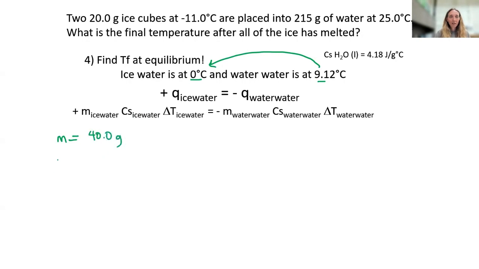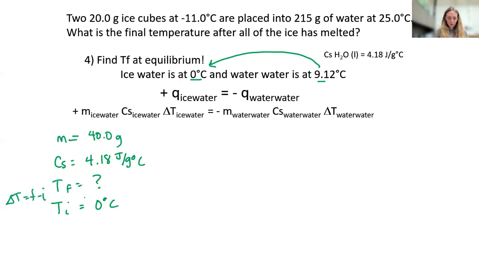40 grams. c_s is going to equal 4.18 joules per gram degrees Celsius. Temperature final, we don't know. Temperature initial is going to be 0 degrees Celsius. Okay, and remember, the change in temperature is going to equal final minus initial. Right, so we need both of those.